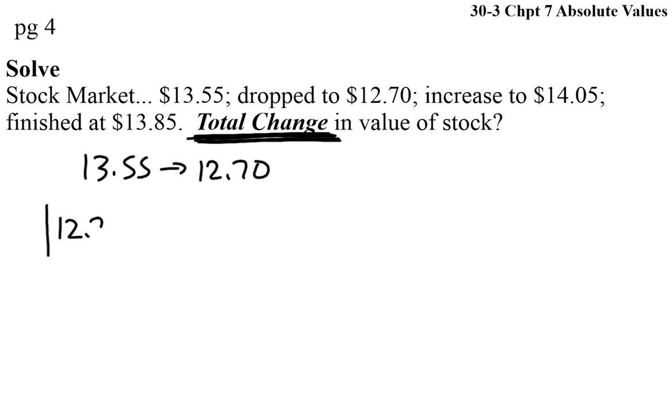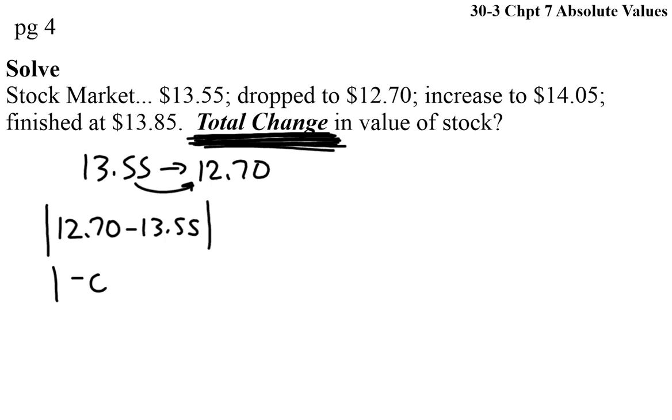Well, it finished at $12.70, subtract where it started, but we want the absolute of that. Because if I just take a look, $13.55 to $12.70, that's a drop. But I don't care that it dropped. I don't worry about the direction of what happened. I just want to know the total amount. So I want the absolute of the 85 cents there.